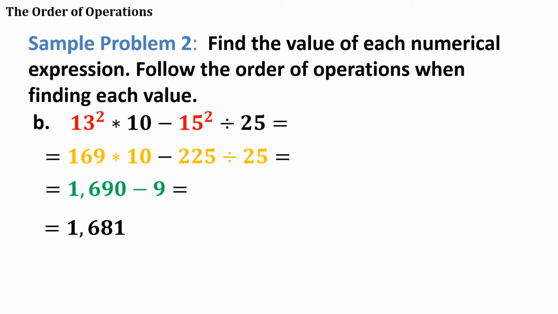So all that we did here was do our exponents first, and as we know, they are their own operation. So we solved them both. Then we had a multiplication, a subtraction, and a division in our expression. So we solved multiplication and division in the order that they were in, from left to right. And we ended up with a subtraction. And our answer was 1,681. So if you had the same answer as me, then good job.